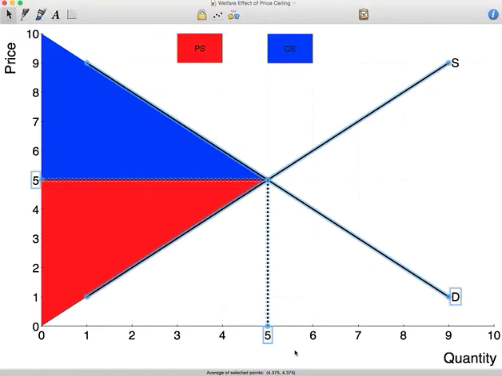It's referred to as a market clearing price because this is the price where the quantity demanded and the quantity supplied are equal to one another. We do not have a surplus and we do not have a shortage in the marketplace.